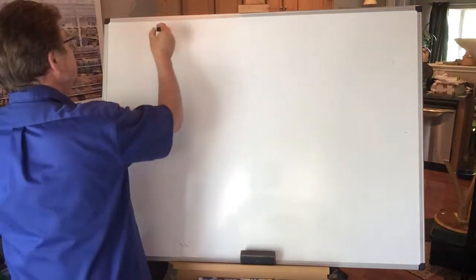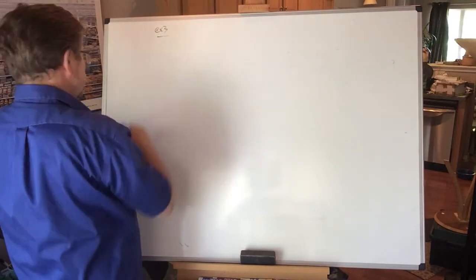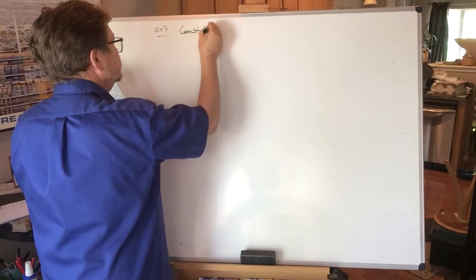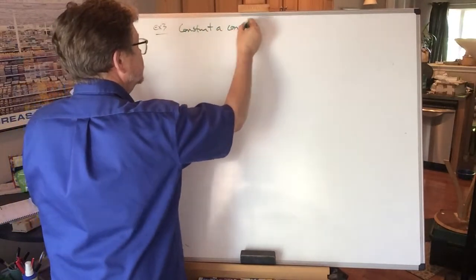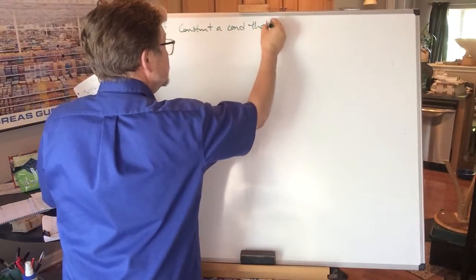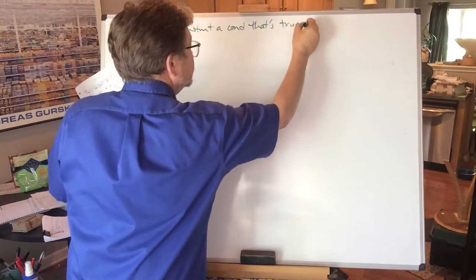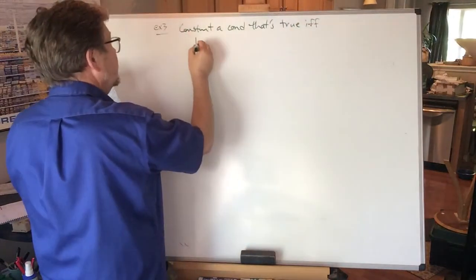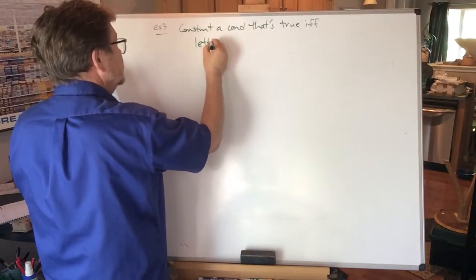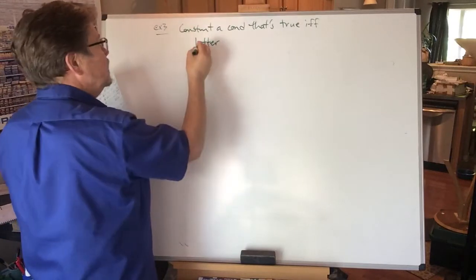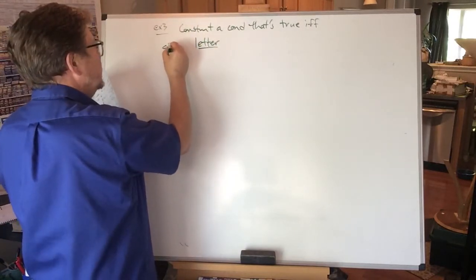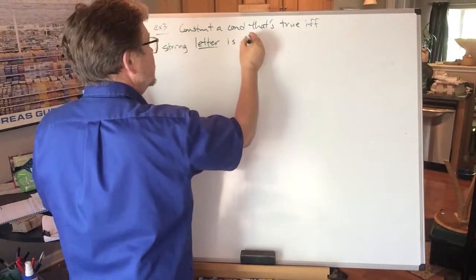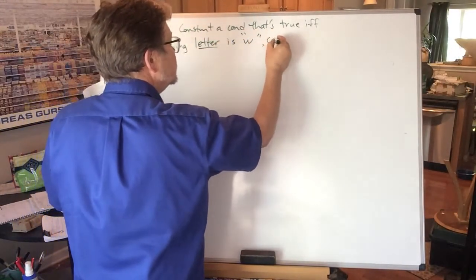Example 3. Construct a condition that's true if and only if letter, it's a long variable name, I'll go with it anyway. If and only if this variable name letter, string variable letter is W, comma, case insensitive.